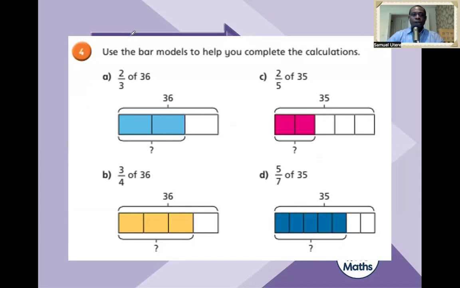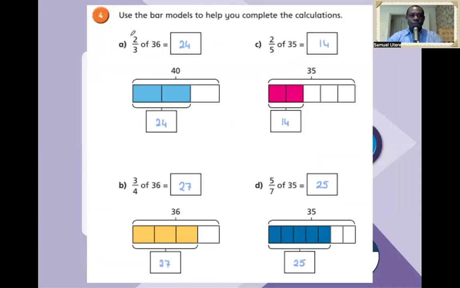Assuming you've paused the video, here are the answers. So mark your work and celebrate your success. So here we were asked to use the bar model to help us complete our calculation. So here it means 36 divided by 3, which is 12. 12 times 2 will be 24. So the bar model is just to help you think about it, but you could have done it without the bar model since we already know what we're doing.